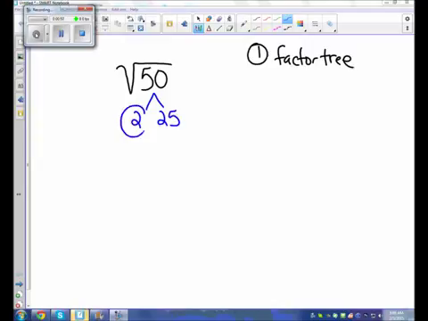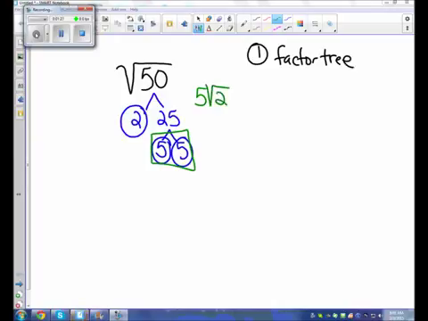2 is prime, so I'm going to circle it, and 25 is composite, so I'm going to break it down again, and then I'm going to say, okay, what two things can I multiply together to get 25? And the answer to that is 5 and 5. And both of those numbers are prime. So then, remember, the things that I have pairs of, I can write on the outside. So I have a pair of 5s, so that 5 is now on the outside, and left on the inside is the square root of 2. So my answer is 5 square root of 2.